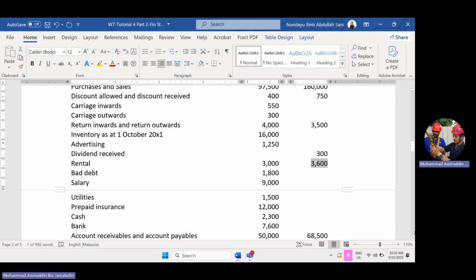So how much are you supposed to get? How much are you supposed to earn? 9 months. So 9 months multiply 300 ringgit. How much? 2,700.